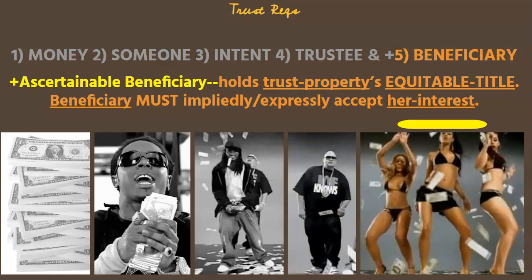Finally, we have 5. Beneficiary. The beneficiary needs to be ascertainable. An ascertainable beneficiary holds the trust property's equitable title. The beneficiary must impliedly or expressly accept her interests.